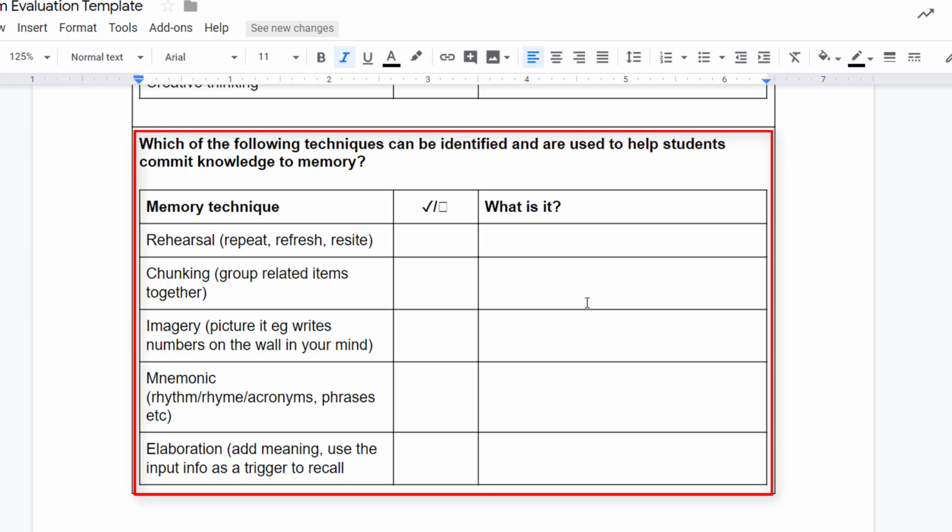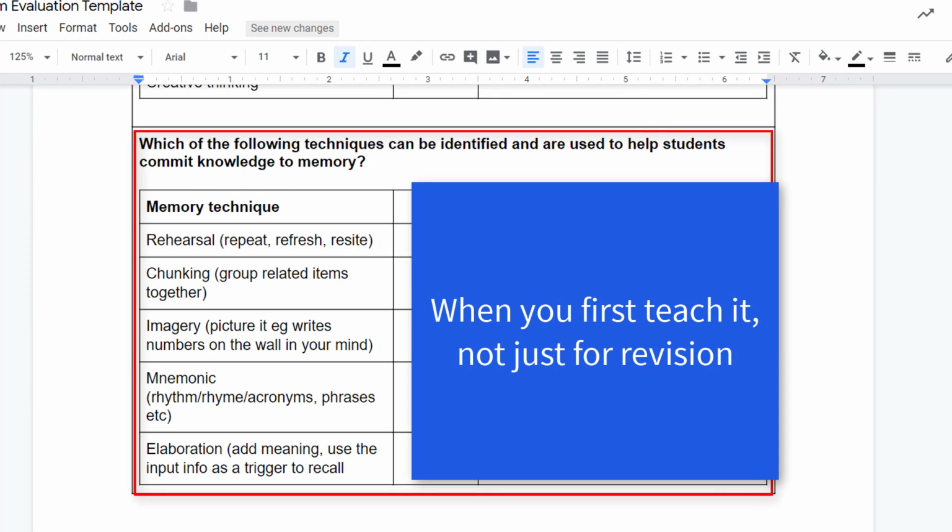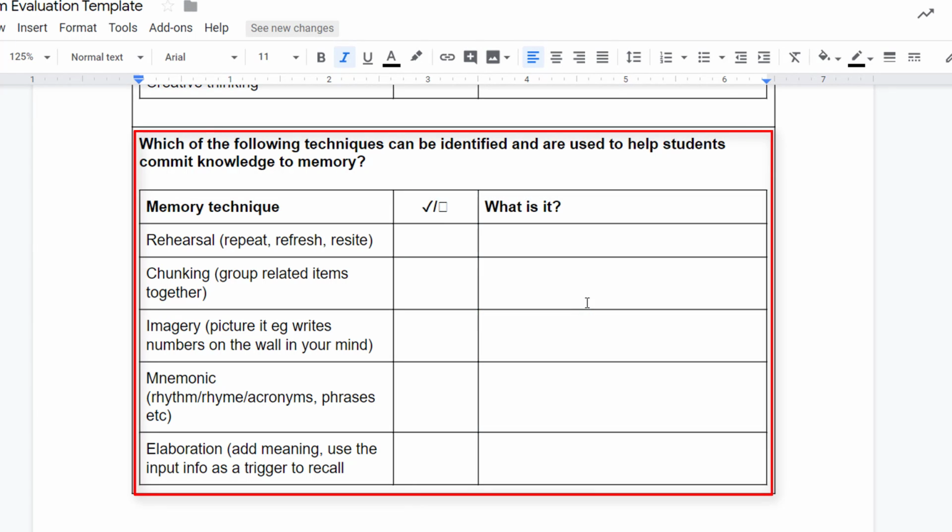And these things need to happen at the point when they are first exposed to the content. So this is not stuff that you just do later. You need to do this at the first exposure, and then you can also use it later, but you need to do it at that very first day when you're teaching the content as well.